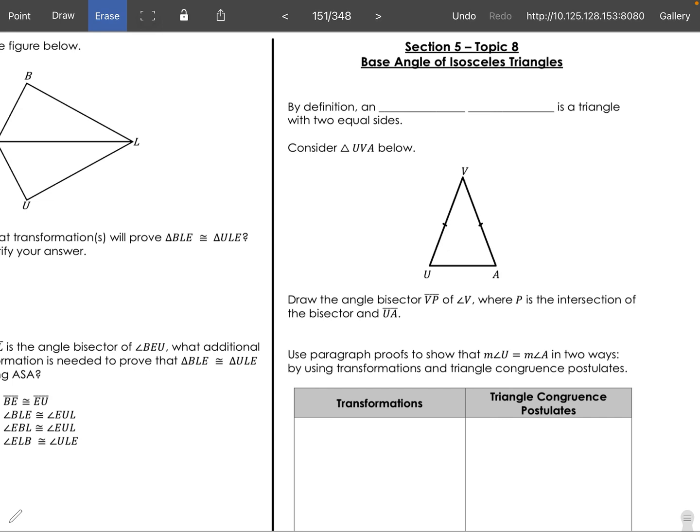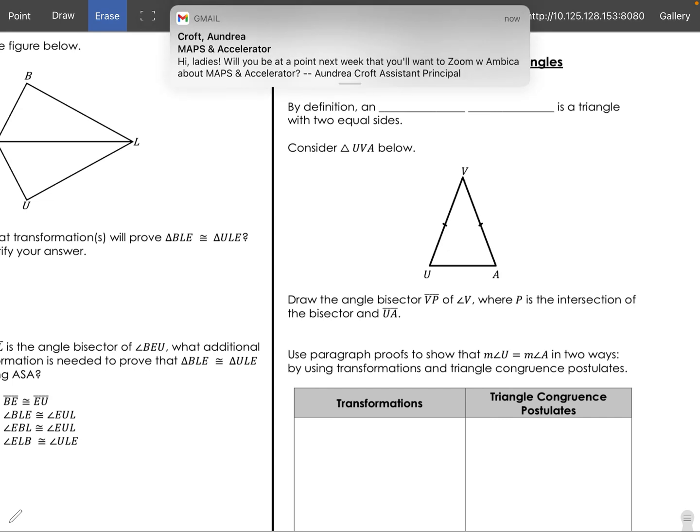Wasn't sure if I was going to be able to Zoom and record today, and this is kind of a heavy section, and also wanted to let you know that I think the homework is a little bit easier than what the section is showing.